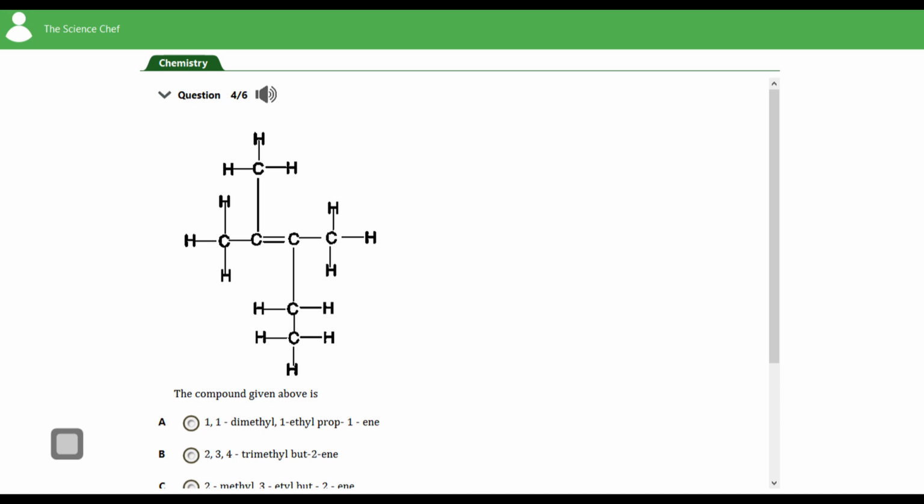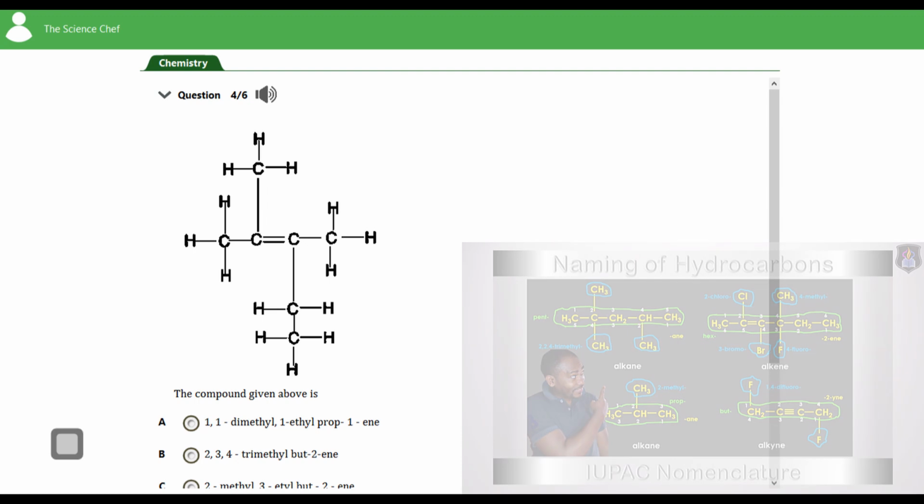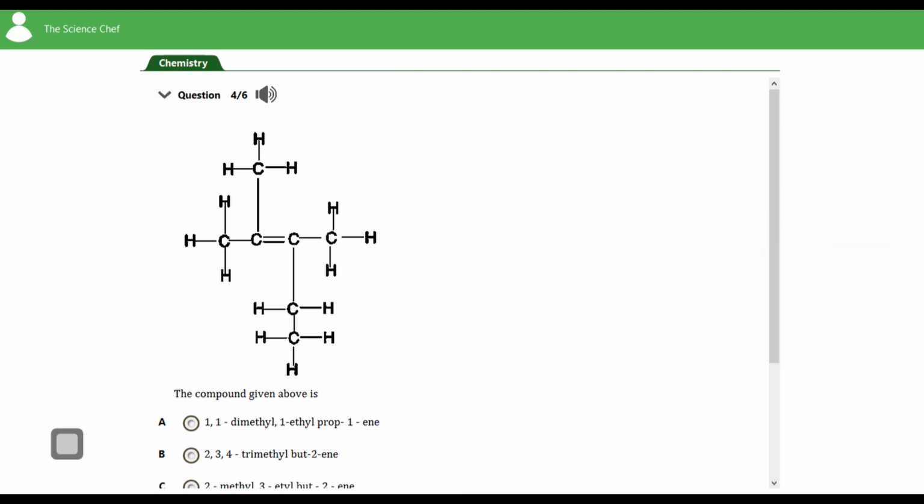Question 4. The compound given above. Before I start explaining this, if you want to know how to name hydrocarbons, that's your alkanes, alkenes, and alkynes, you will need to watch our videos on naming of hydrocarbons, whose link I've added in the description. So let's look at this. The first thing we are going to do is to identify the functional group. Does it have a functional group? Yes, it has, which is the carbon-carbon double bond. Fine. We have identified the functional group.